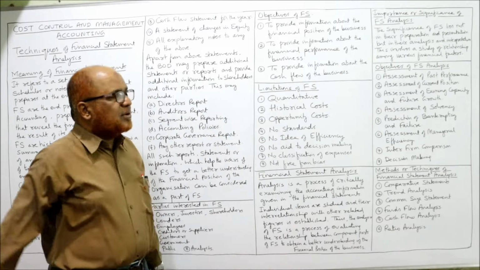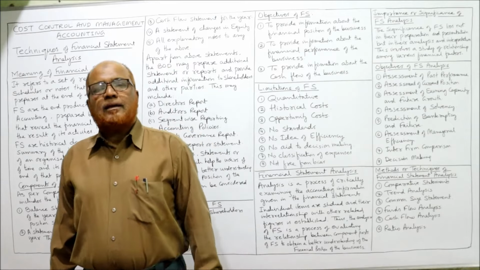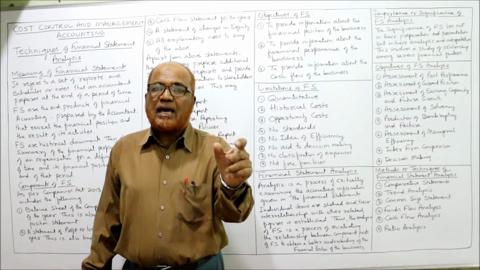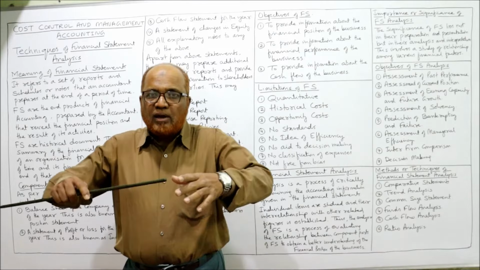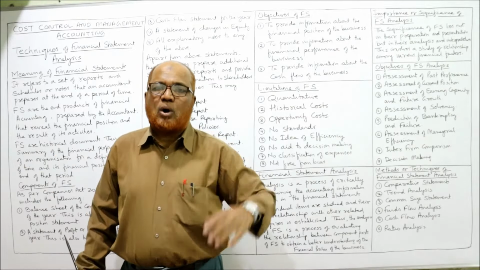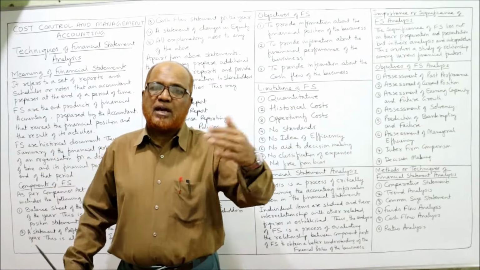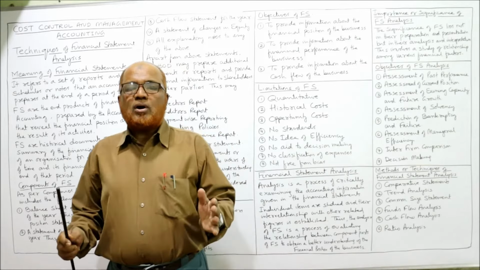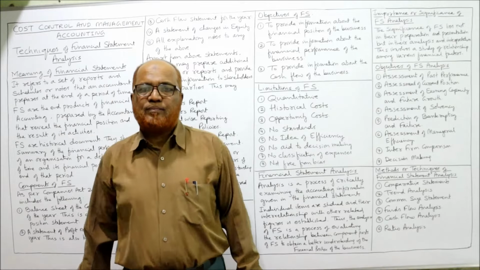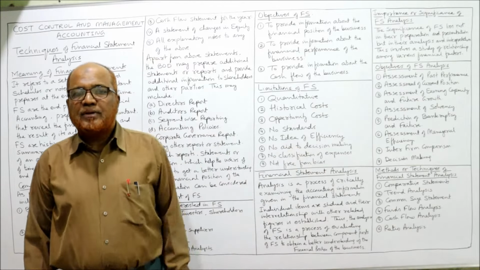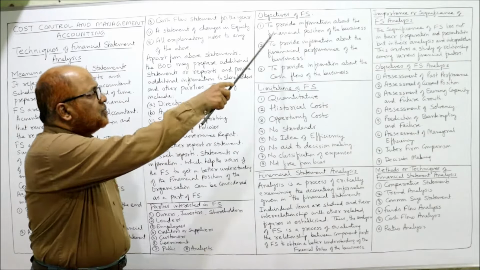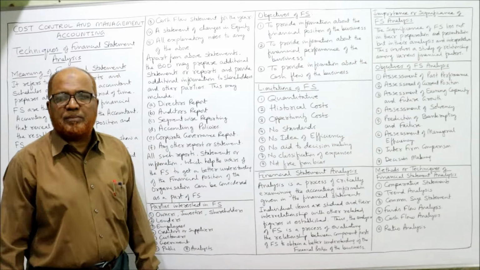Last one, to provide information about the cash flow. See here, we are not interested only in the profit. Ultimately, we want to find out the cash flow. During a financial year, the business will get cash inflow and the business will pay cash outflow. So a business organization will be financially sound if it has sufficient cash. So the cash flow statement will also be prepared in the financial statements. These are the three objectives of making financial statements.